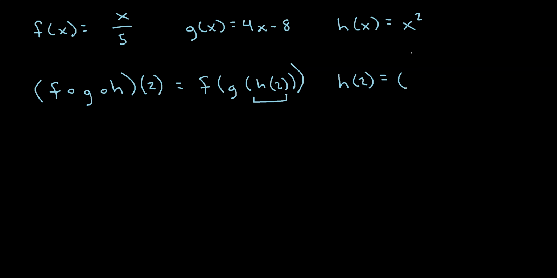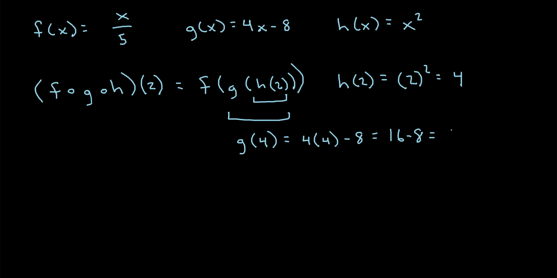So h of 2, that means plug in the value 2 for x into this h of x equation. So that would be, instead of x squared, we're going to write 2 squared. Well, 2 squared is just 4. So h of 2 is equal to 4. So now we're going to look at g of 4. So now we plug in the value 4 for x into our g of x equation. So that's, instead of 4x minus 8, we write 4 times 4 minus 8. So 4 times 4, that's 16, minus 8 is 8.